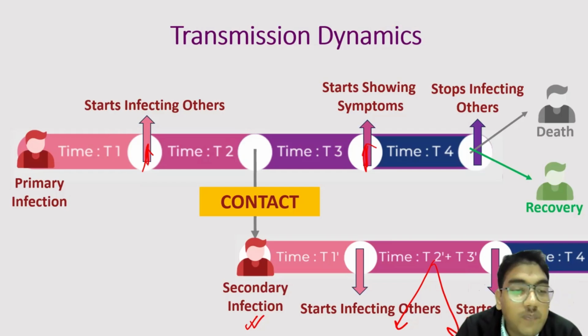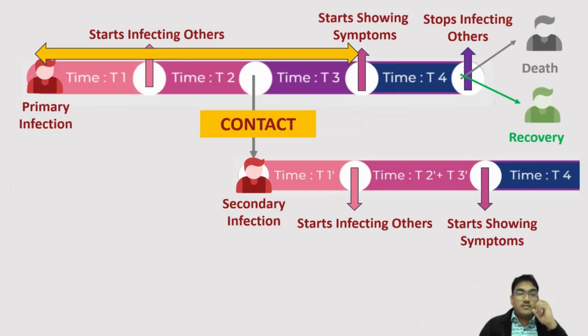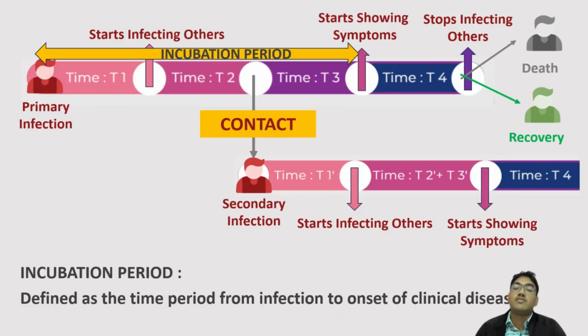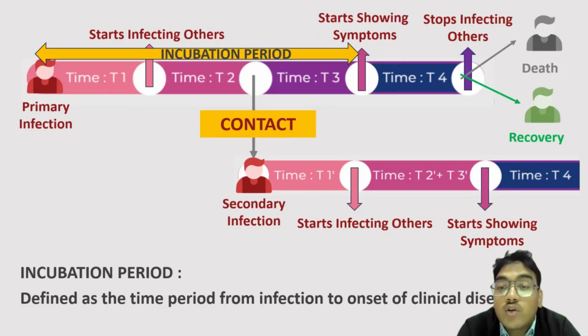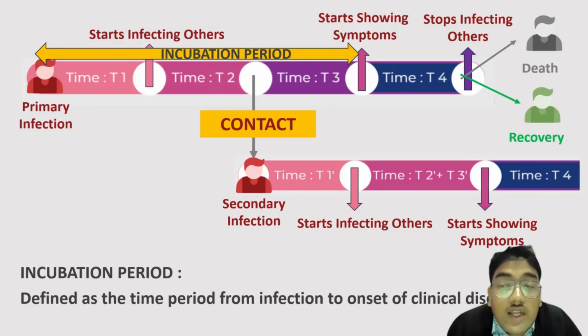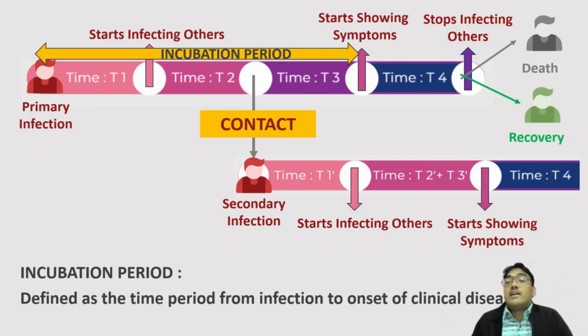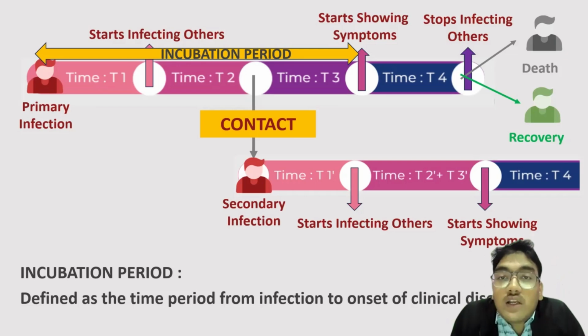So what are the various periods that we have to remember in transmission dynamics? Let us go through them. So what is this time? It is defined as the time period from the infection to the onset of clinical disease. Now, the incubation period is not the same for everyone. It depends on the agent and on the host. Right? That is why you have a median incubation period and you have a range of the incubation period.